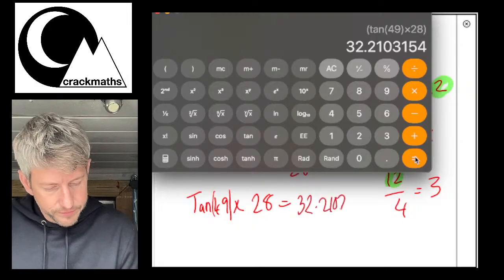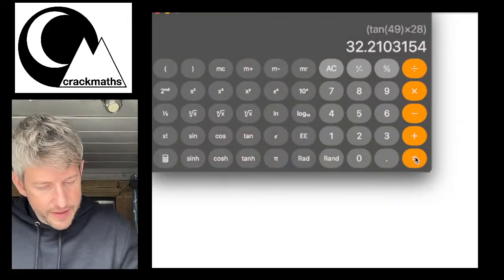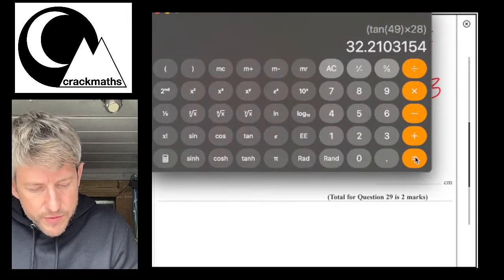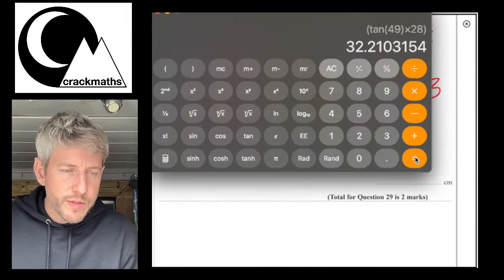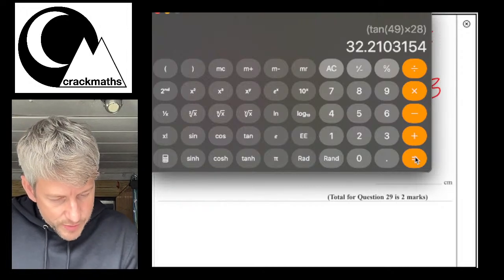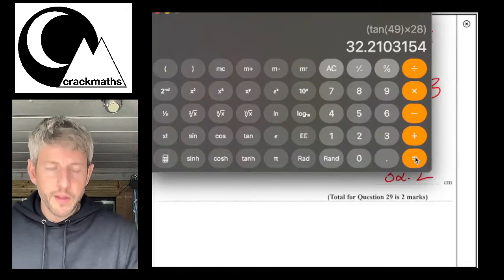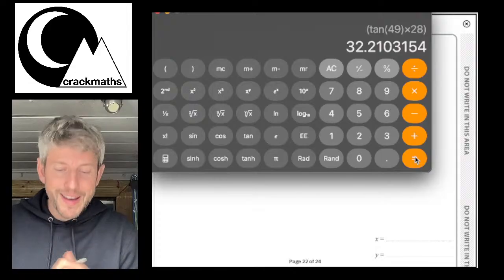32.2103, which I can put down here, and then 3 significant figures just means 3 numbers from the start, and then we would round it as appropriate. We don't have to round this one, so this will be 32.2. Okay, right, let's see. Is there another question?